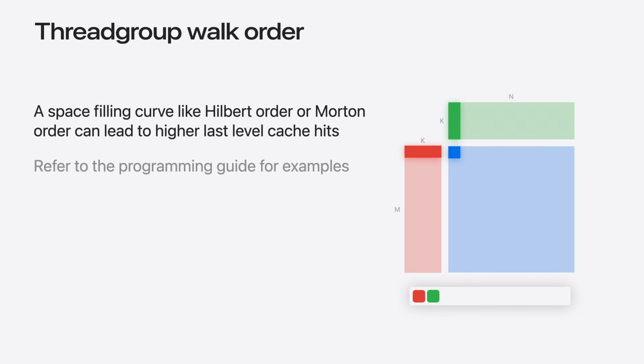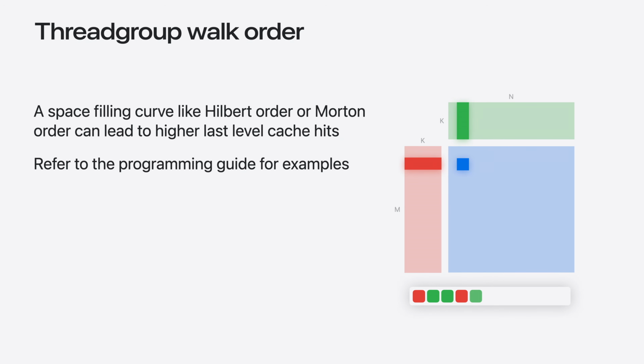A better approach is to use a space filling curve like Morton order or Hilbert order. These traversal patterns keep thread groups that are close in time also close in space, which significantly improves cache locality and hit rates in the last level cache. And the performance difference can be substantial, especially for large matrices. Again, refer to the programming guide for examples of how to implement these traversal optimizations in your kernels.